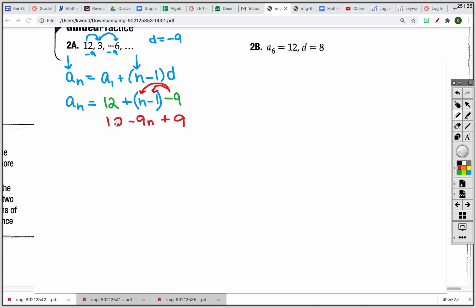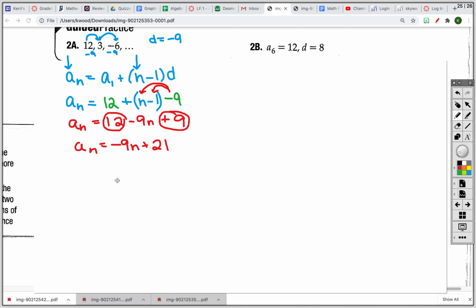So we have 12 plus a negative 9n plus 9 equals our a of n. And then here we're going to combine our like terms. So we are going to add. So it becomes a of n is equal to, we're going to add 12 plus 9 and get 21. So it's a negative 9n plus 21.